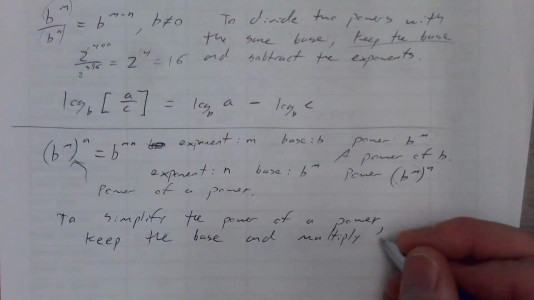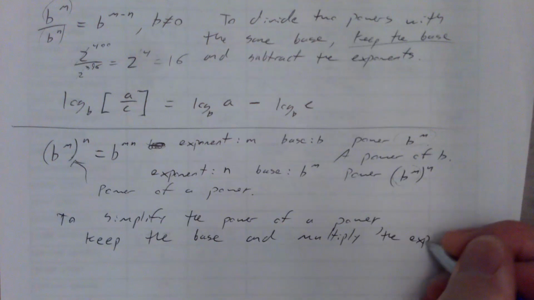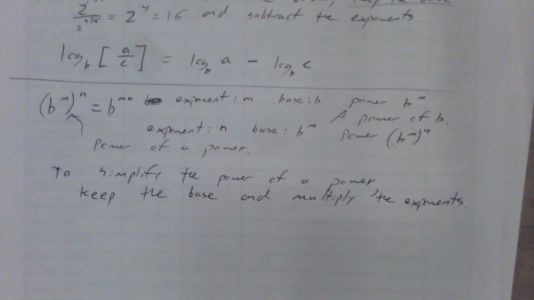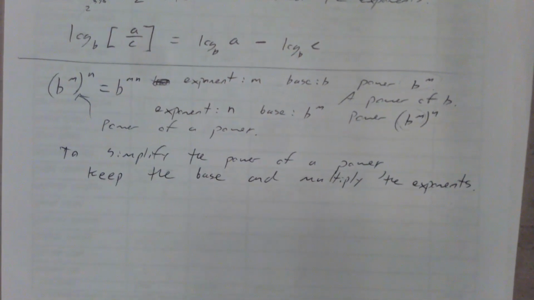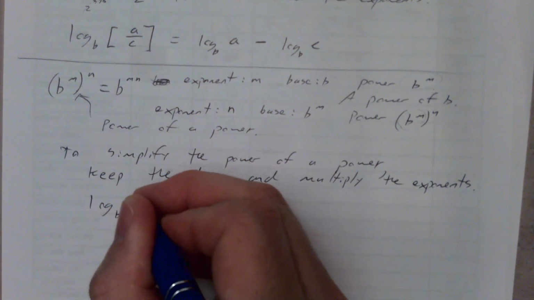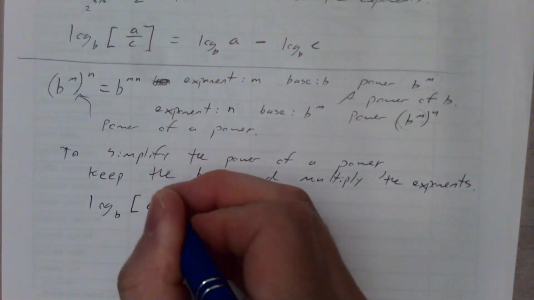Keep the base and multiply the exponents. Right? You're not multiplying the powers. You're definitely not multiplying bases. The things that you are multiplying are exponents. So here we go. If we have log base b of, let's call it a to the exponent c.